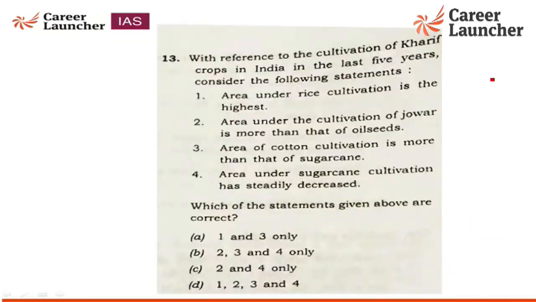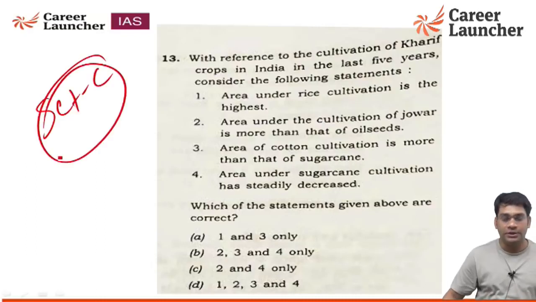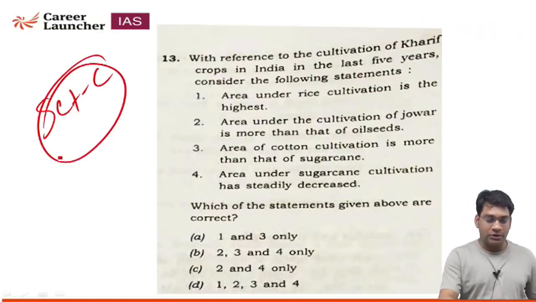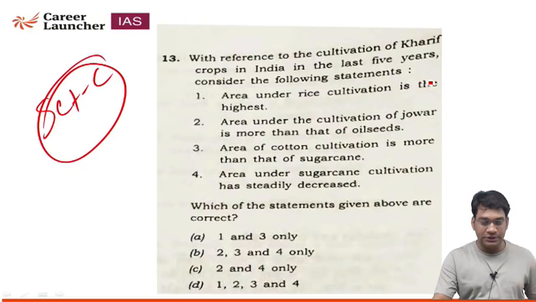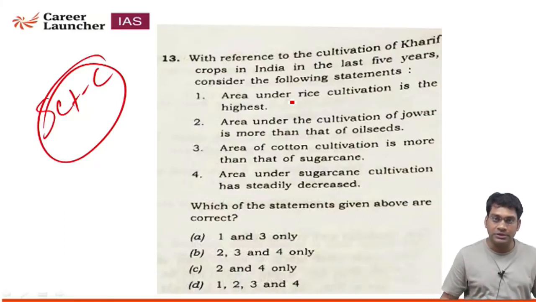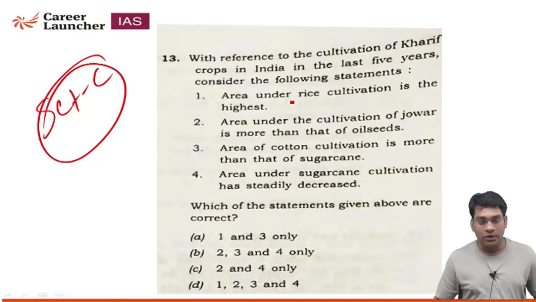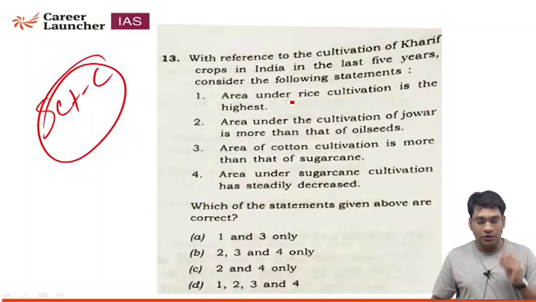See, this is question set C, question number 13. The question is about the cultivation of kharif crops in India in the last 5 years; consider the following statements. You should know what kharif crops are. Kharif crops are also called monsoon crops. Basically they start with the onset of monsoon. So you should know which types of crops come under kharif crops.